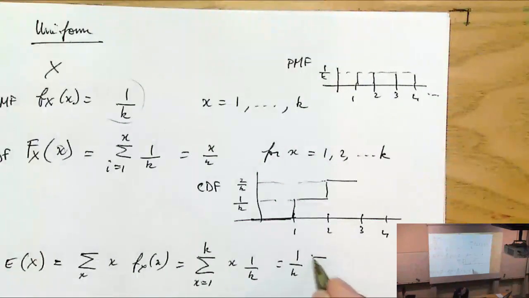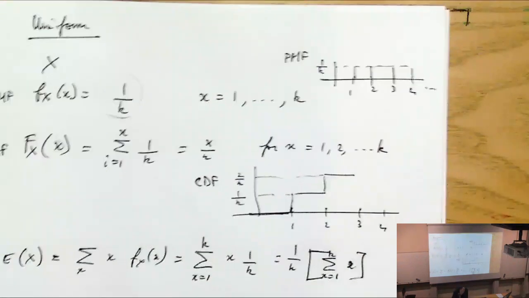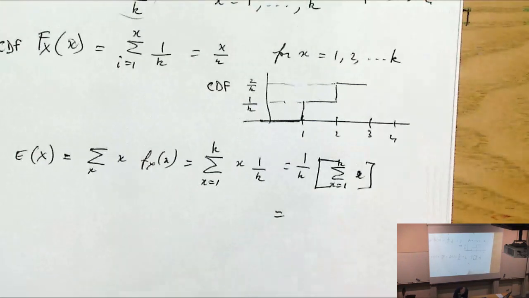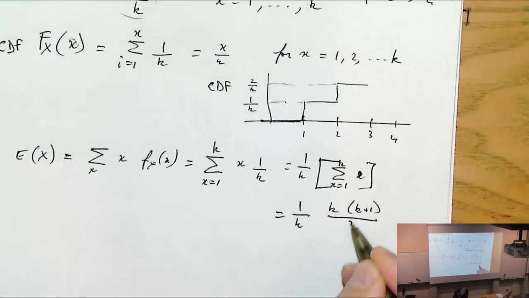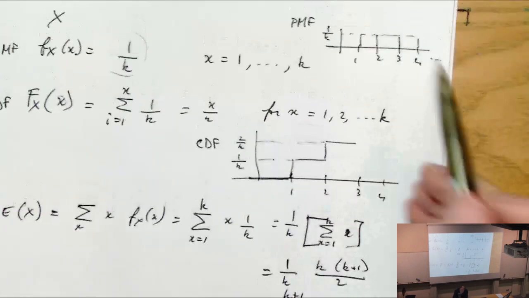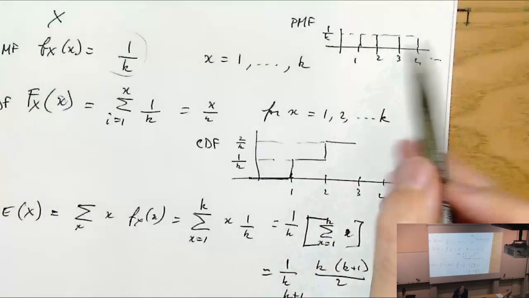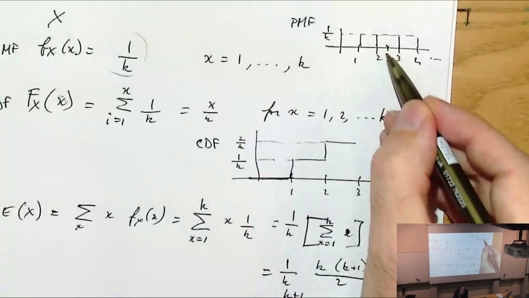You have 1/k, and between brackets a sum for x equal to 1 to k of x. This quantity is something you can calculate for any value of k, and what you get is (k+1)/2. What this means is essentially the value that is here. If k is equal to 4, for instance, the mean will be 5/2, so you're going to lie at 2.5.